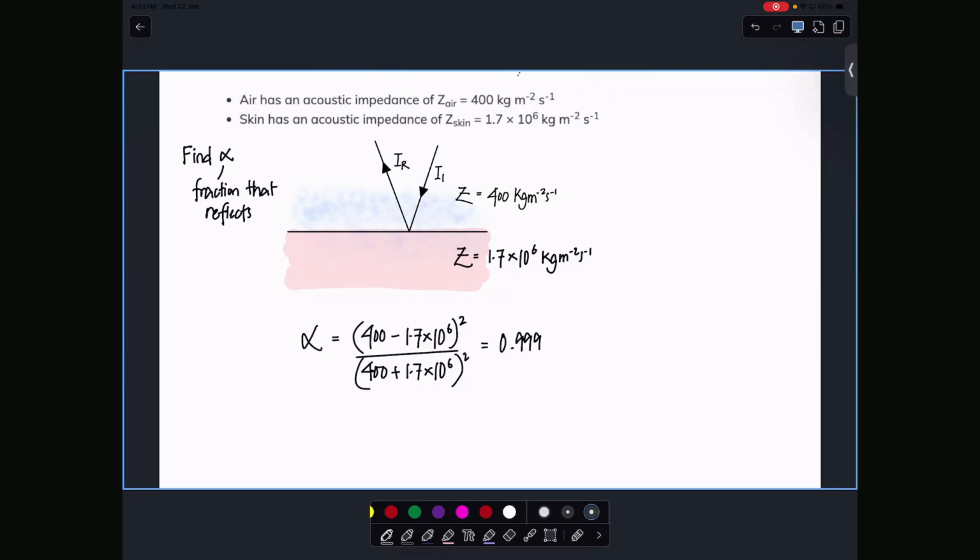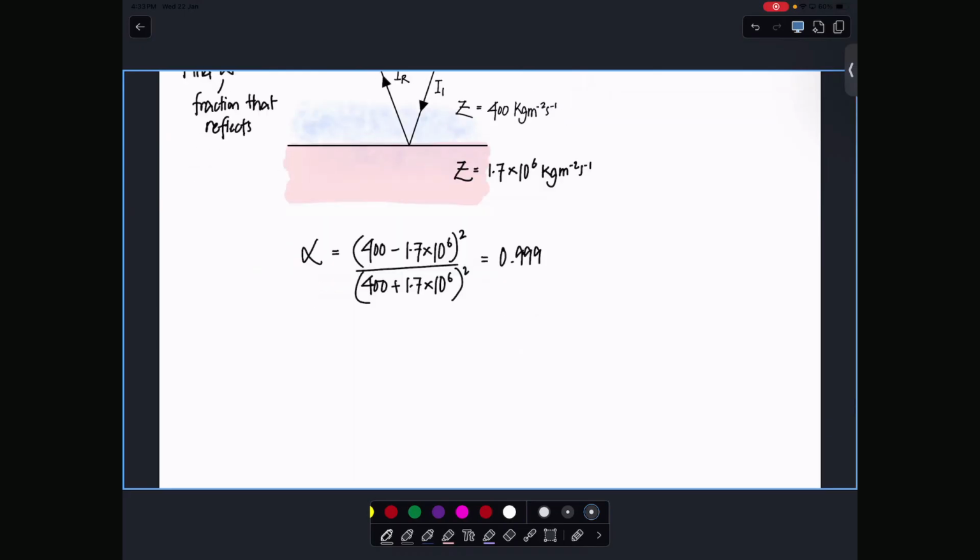Can anyone tell me what this means? How much of the wave that you sent in came back? Exactly. So the amount that reflected is 99.9% of the wave that you sent in. Is that a good thing or a bad thing? It's a horrible thing. It's basically the sound never entered your body. Doing ultrasound is not possible. Do you get my point?